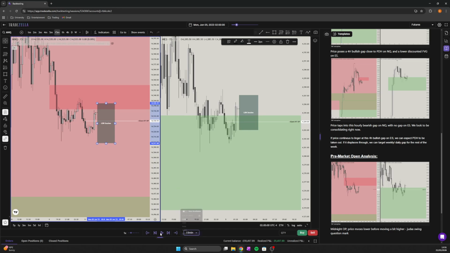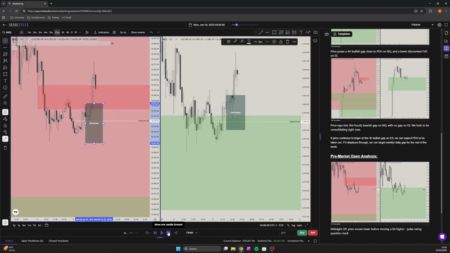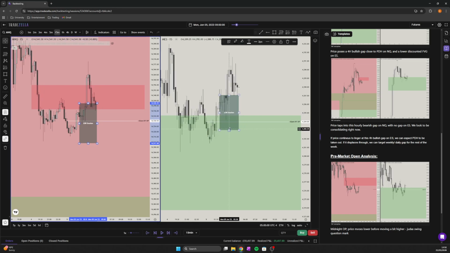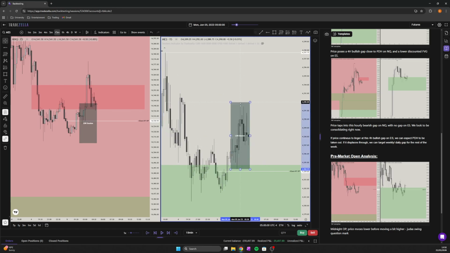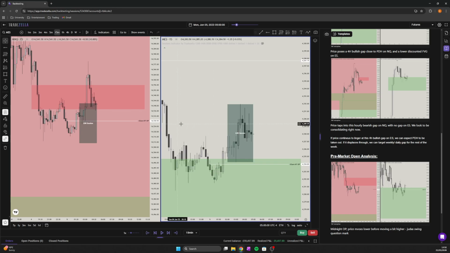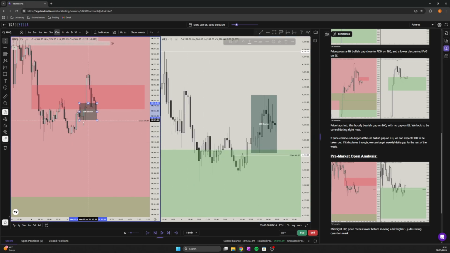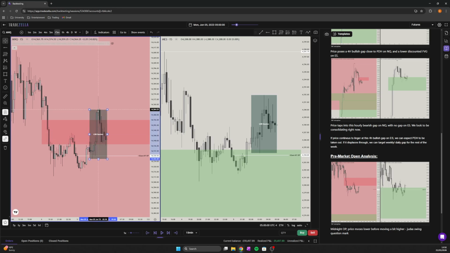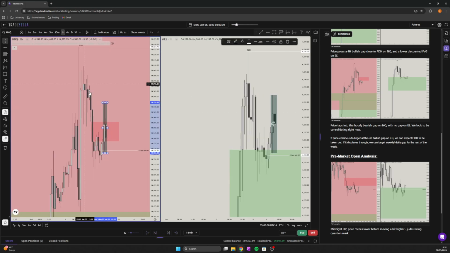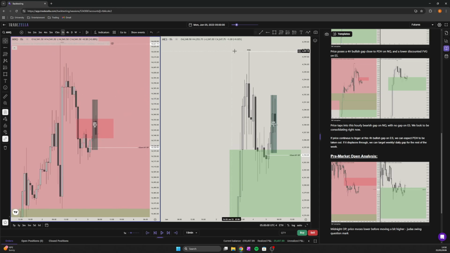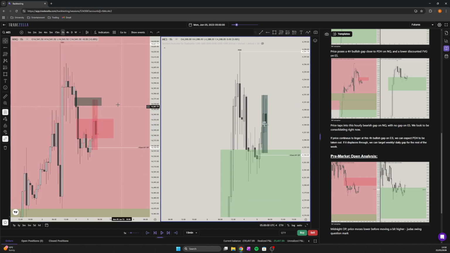Now let's look at London. Let's see what London session does. Okay, we get ready into this gap. So look at the hourly. Okay, nice. We run into this bearish gap. There we go.